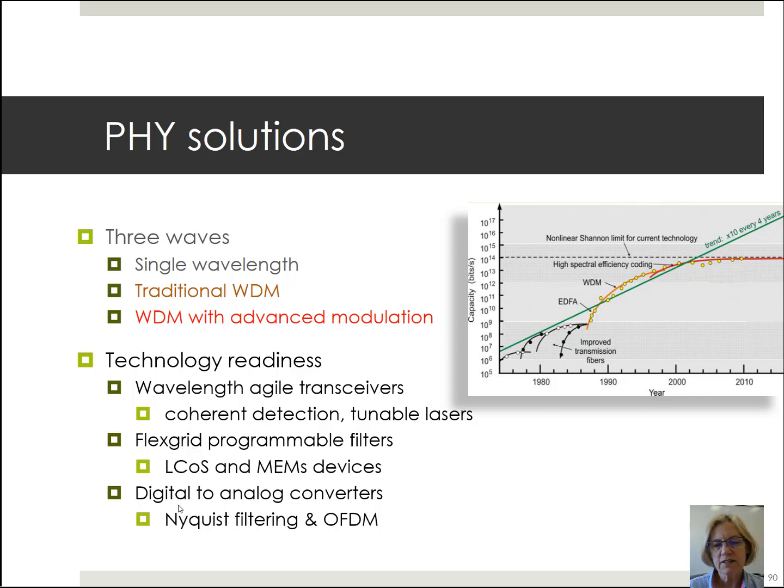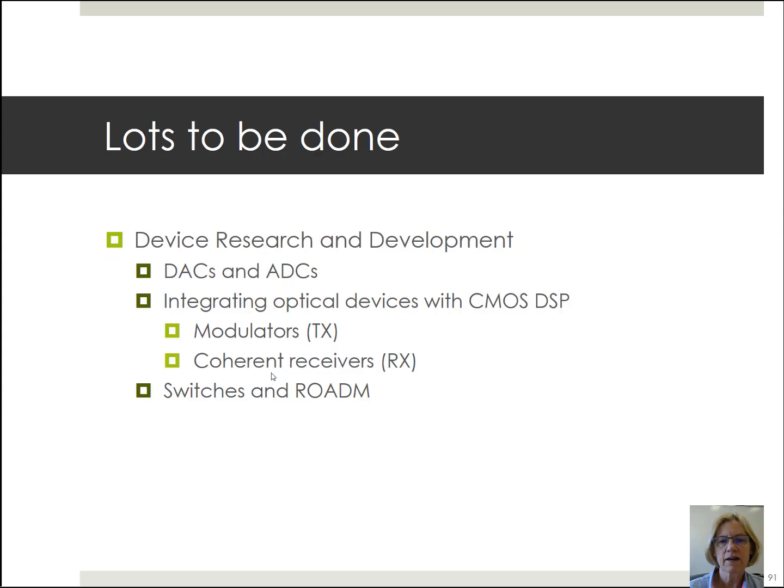And in the last section, I talked a lot about digital to analog converters and how key they are in enabling Nyquist filtering or Nyquist pulse shaping, and also in OFDM. So this is a way for us to be able to sculpt our electronic signals in a way to achieve the best kind of spectral efficiency. So that has been on the physical layer, what is impacting what we want to achieve, and we can see that there's still lots to be done.